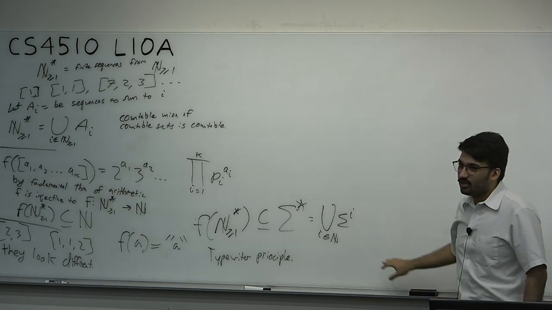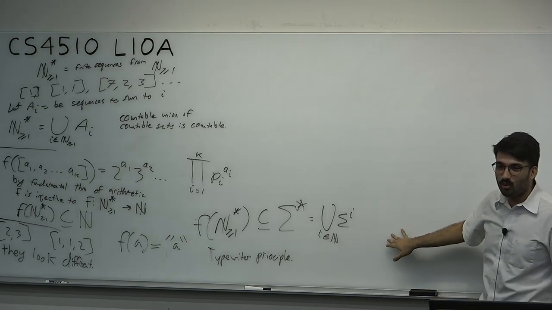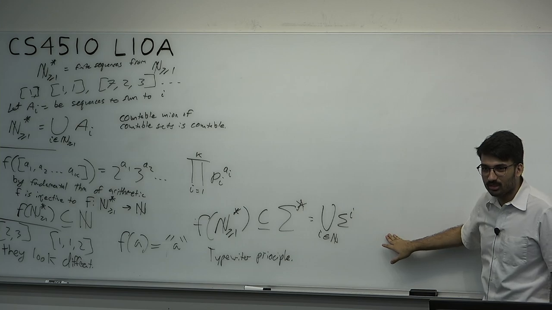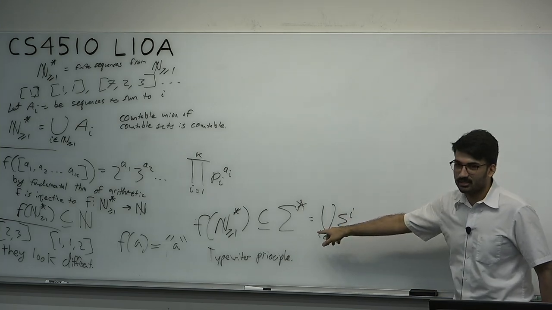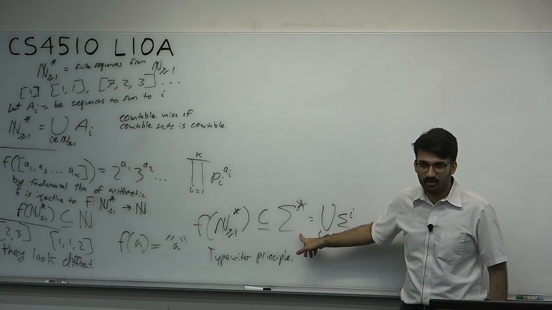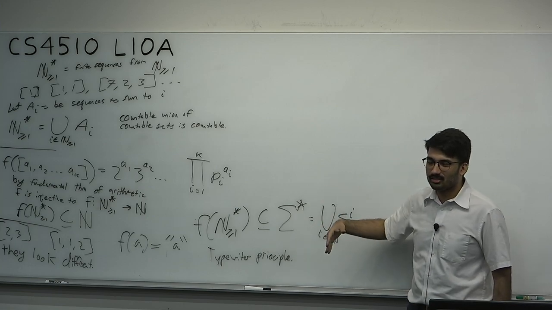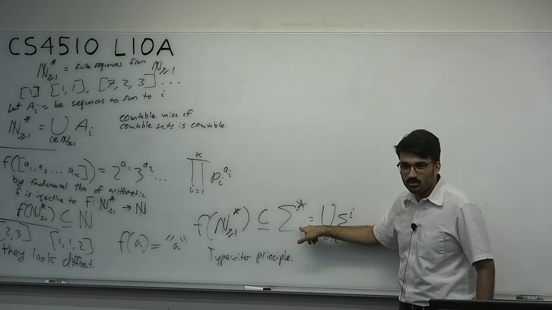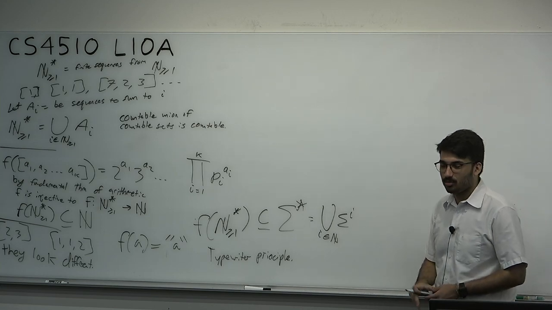The one set you can't use the typewriter principle to show is countable is sigma star itself, because that would be circular. You need to assume sigma star is countable to prove this fact.